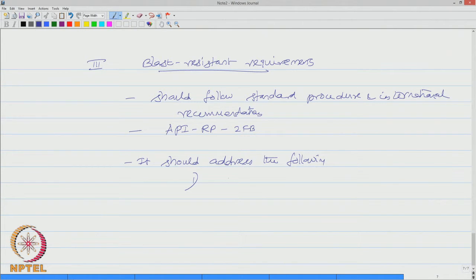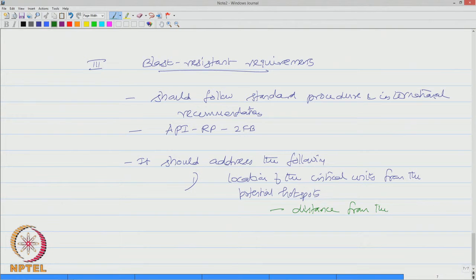1. Location of the critical units from the potential hotspots, because distance from the blast source is one of the important parameters which controls the blast resistance requirement.